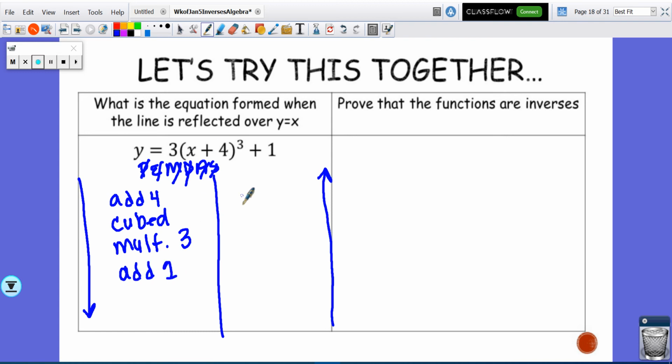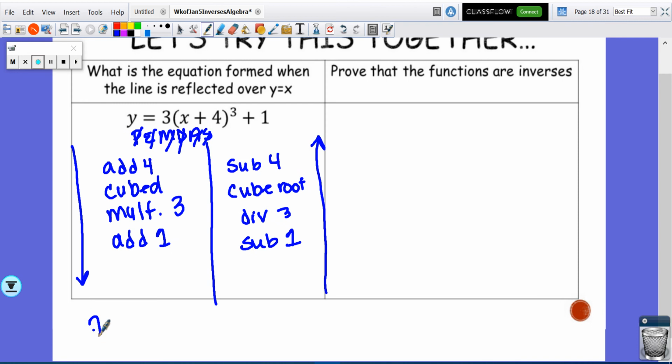Now I want to do the inverse. So I'm going to say subtract 4. And we're going to say cube root, divide 3, subtract 1. So the inverse of this would be equal to, we always write x and we start from the bottom and go up, minus 1 divided by 3. Cube root is written like this, and make sure you put the 3 on it, and then subtract 4.